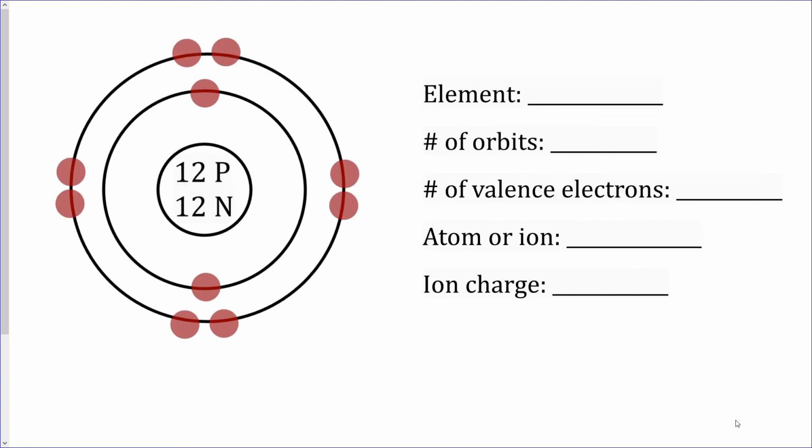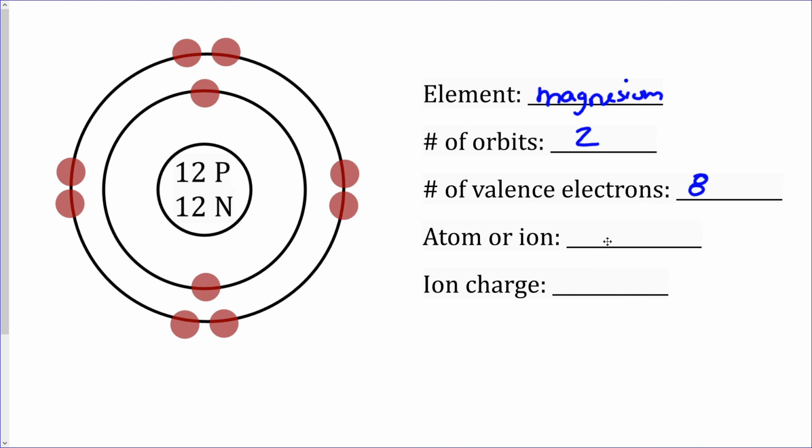All right, you guys pause the video, try this one. All right, if you've tried this element, there's 12 protons, so this is magnesium. That's atomic number 12. The number of orbits is 2. The number of valence electrons in the outermost orbit, 2, 4, 6, 8.